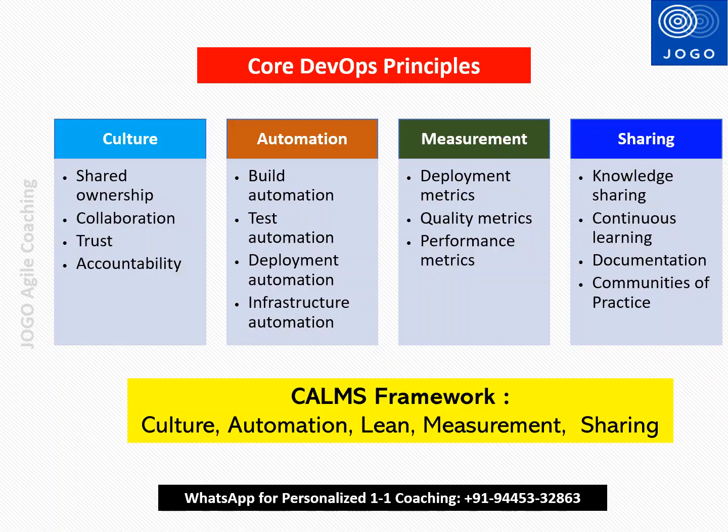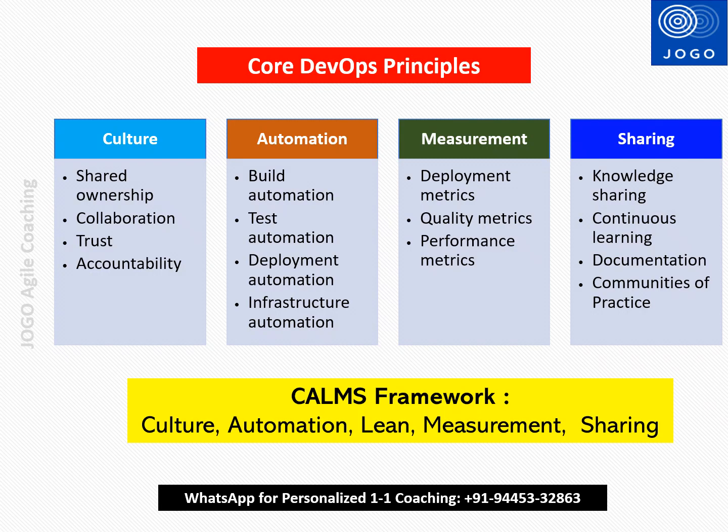Third one is measurement. We need to measure and have the metrics related to deployment, quality, and performance. For example, what is the frequency of the deployment? What is the failure rate of the deployment? How many defects are reported in the production? What is the performance of the application? So we need to measure everything, then only we can improve.